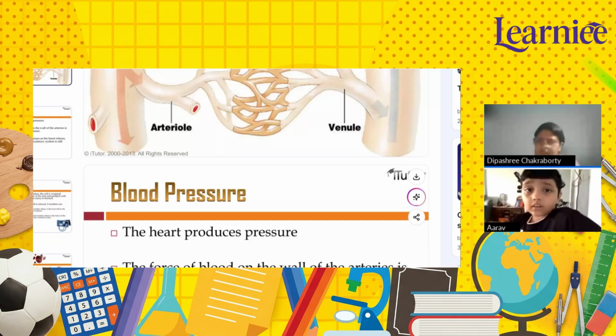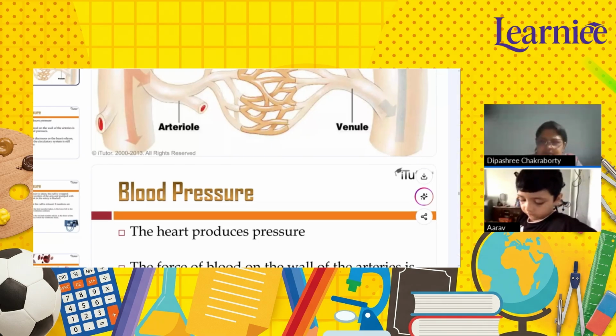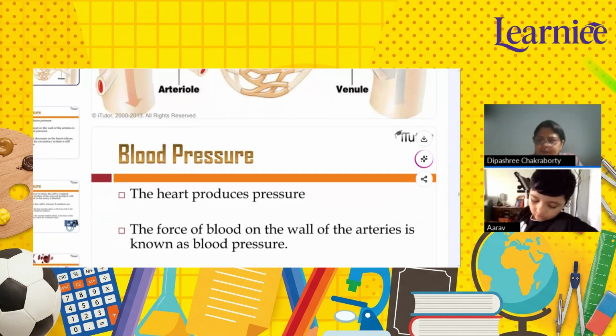Okay, now move to the next. Three types: arteries, veins, and capillaries. Arteries are thick-walled blood vessels. They carry oxygen-rich blood away from the heart to other parts of the body. The largest artery in the human body is the aorta. Underline. Function you already know, put a bracket. What is the function of artery? Just now you read. Put a bracket. The heart pumps oxygen-rich blood to the aorta.